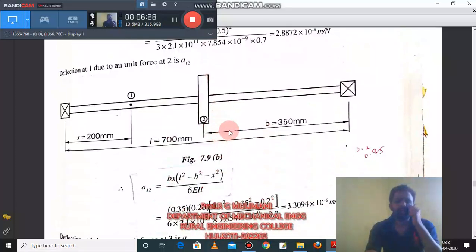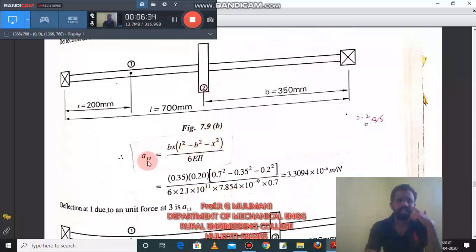Similarly, to find aij where i is not equal to j, for this form where i is 1, j is 2, we are using the expression with x. What is x here? The position of the mass 1 with respect to the left support, that is 200. What will be the position of the mass 2 where the force is applied, the position of the mass 2 with respect to the right support? You substitute all these values. L is the total length, that is 0.7 meters.